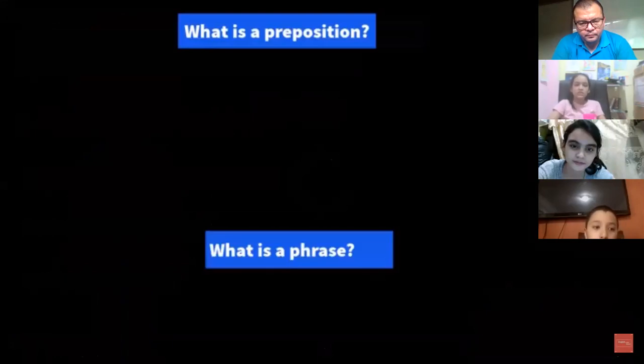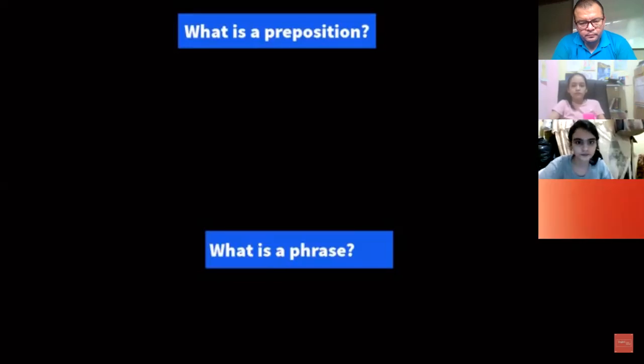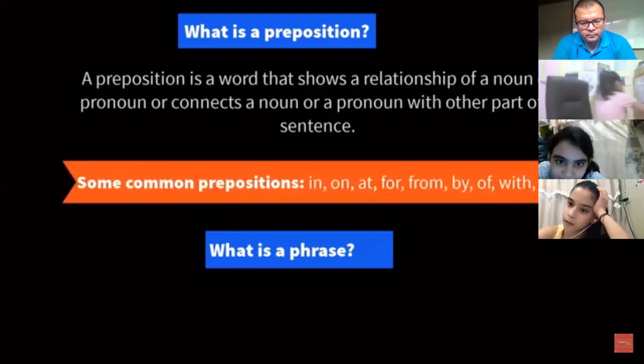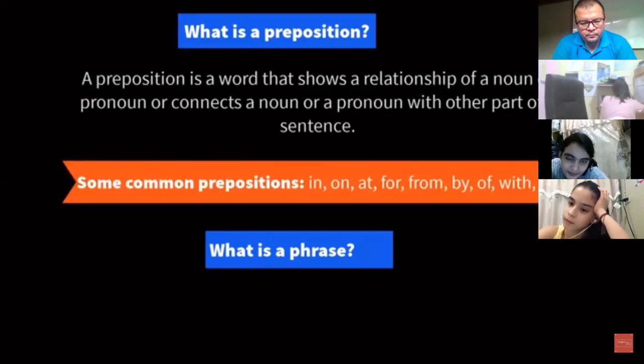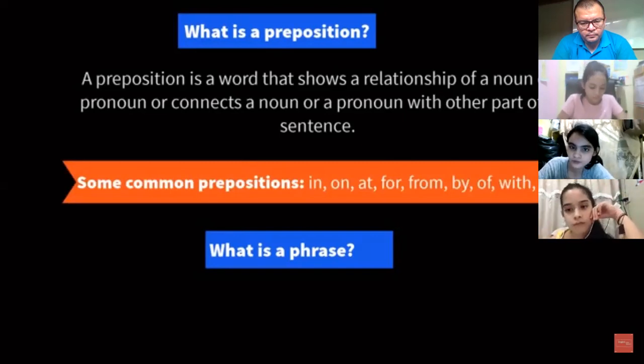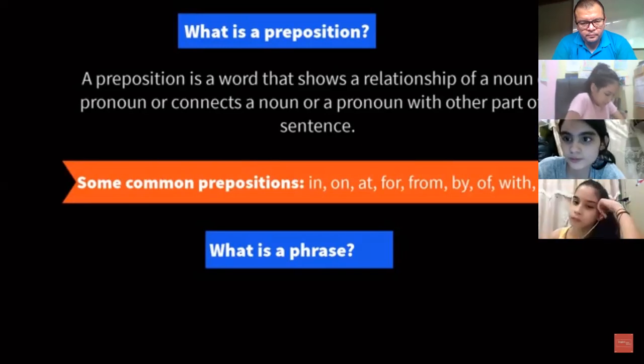Let's do it. So before we understand what is a prepositional phrase, it's important that we understand what is a preposition and what is a phrase. So let us start with understanding what is a preposition. A preposition is a word that shows a relationship of a noun or a pronoun with another part of a sentence. And some common prepositions are in, on, at, for, from, by, of, with, and to. There are so many prepositions we have in English, but these are the common prepositions that we use in our daily lives.